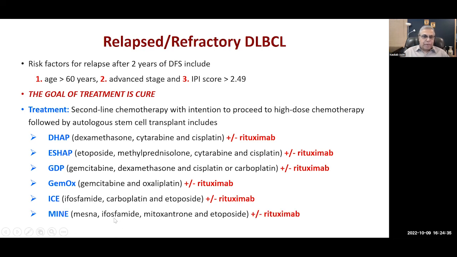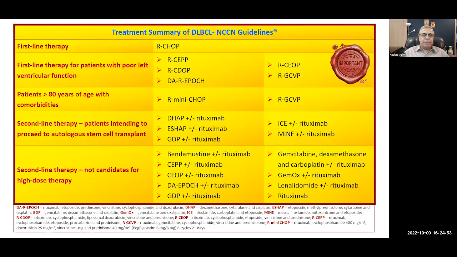Mesna, because you're giving ifosfamide. Both cyclophosphamide and ifosfamide damage the bladder. They cause hemorrhagic cystitis. So Mesna is protective for that, okay? It forms a coat over the bladder epithelium, so it protects the bladder.